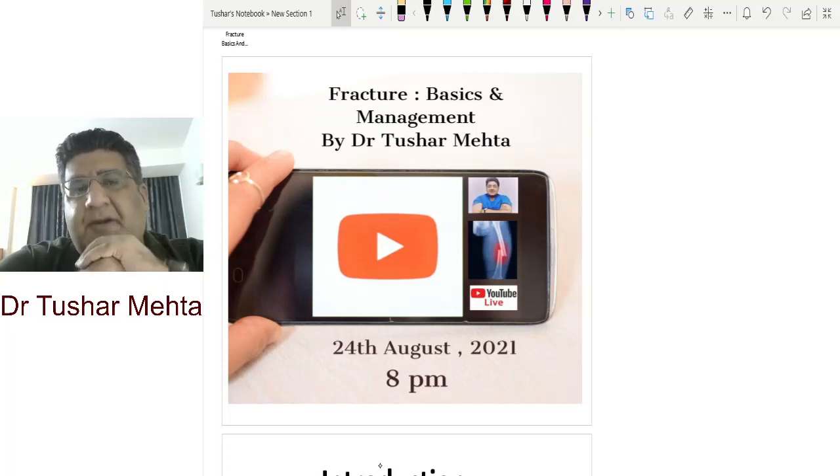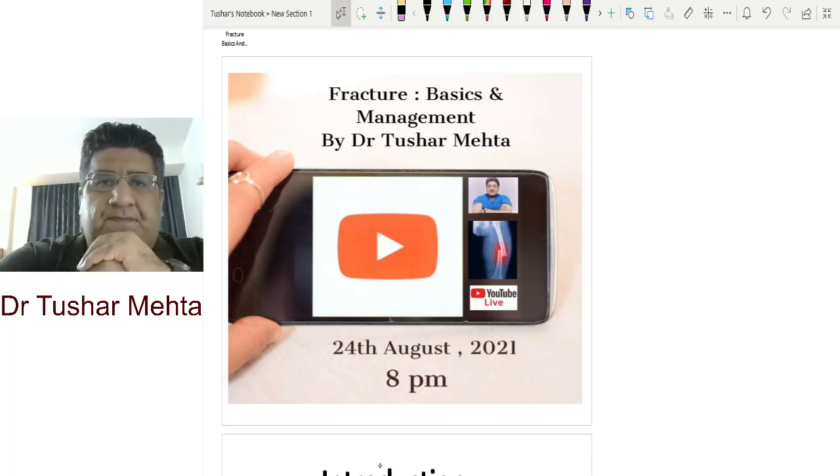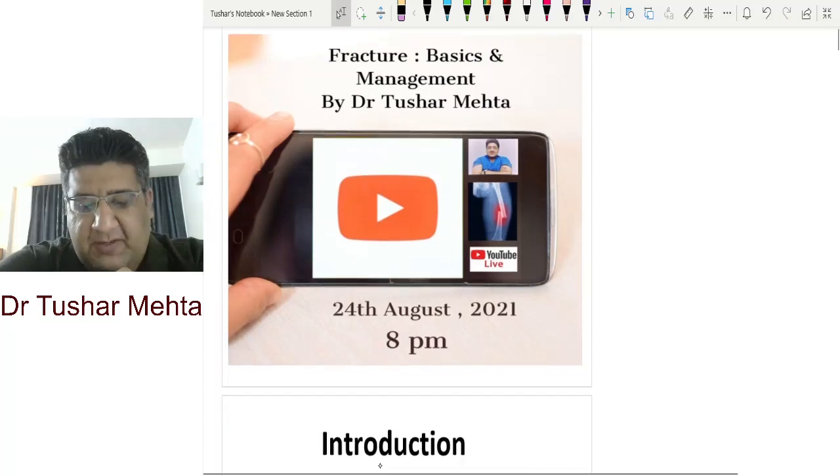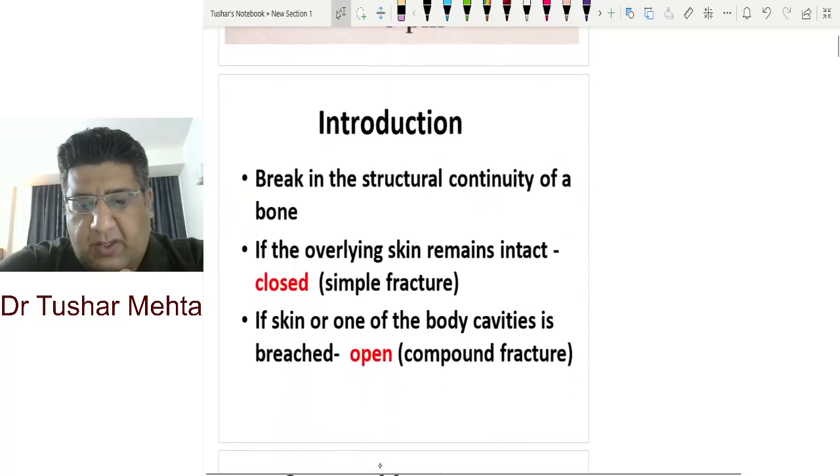It is highly recommended for all those who are entering just into the pre-final and final year MBBS, because this is going to give you the foundation for the subject called orthopedics. So what are we waiting for? Let's begin. First of all, we have to understand what is a fracture.